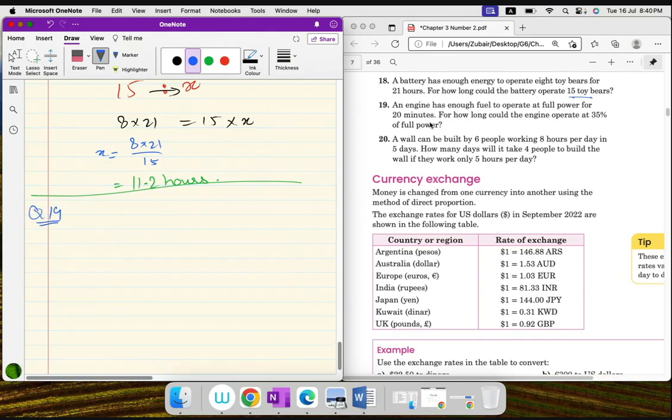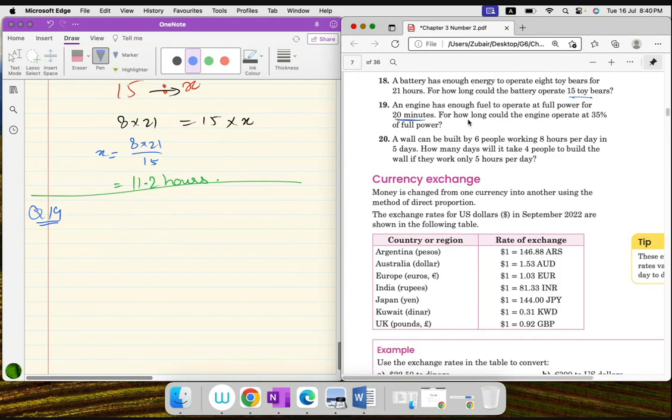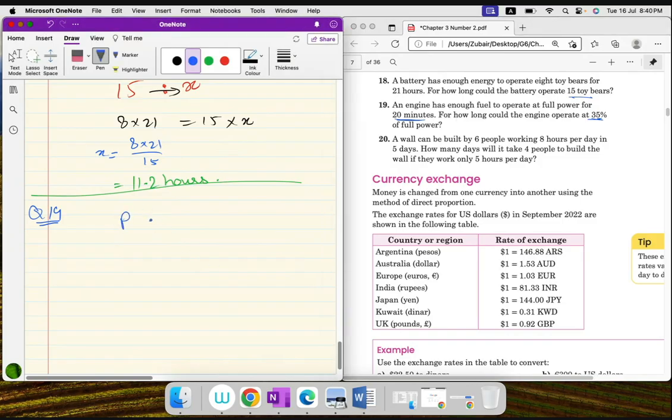Question number 19 says an engine has enough fuel to operate at full power for 20 minutes. For how long could the engine operate at 35% of full power? So power and time. When it is working at full power, 100%, it works for 20 minutes. When it is working at 35%, it will work for X minutes. Now, is this direct or inverse? This is actually direct.